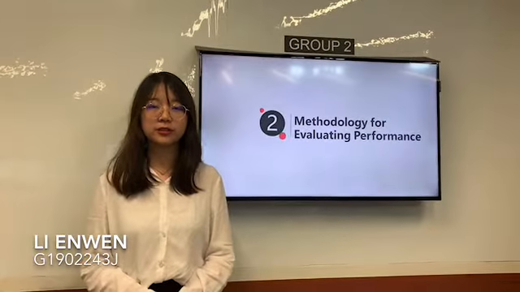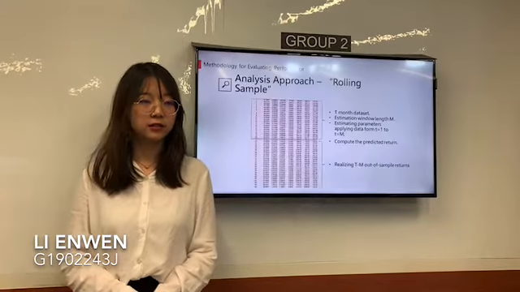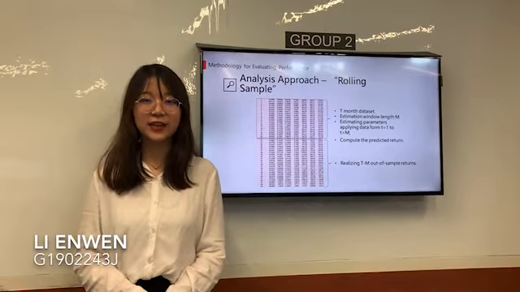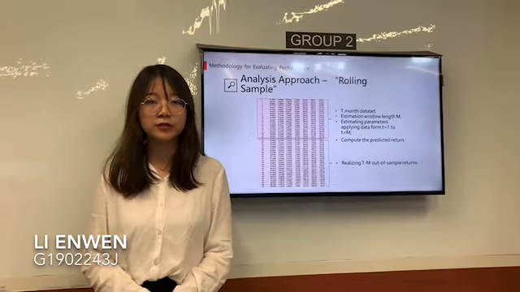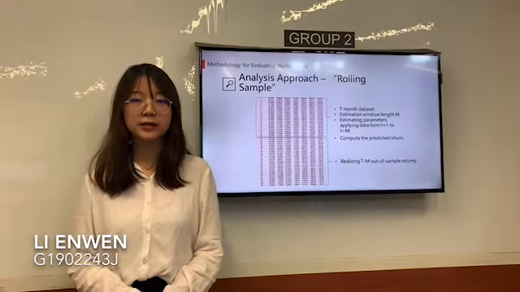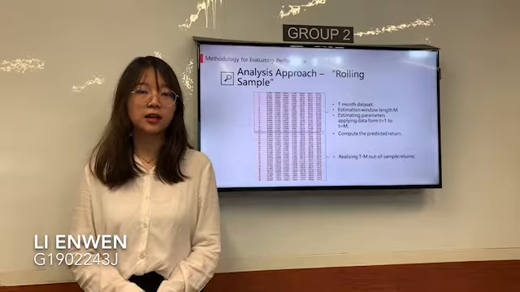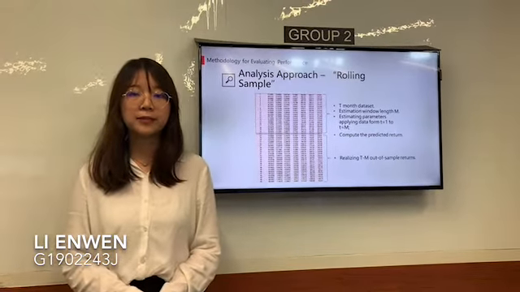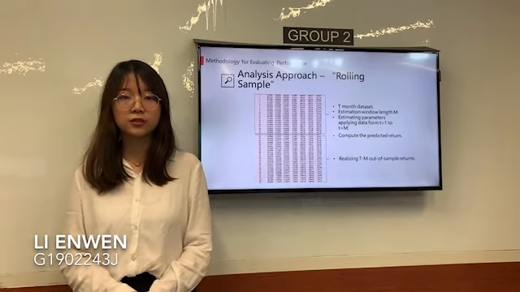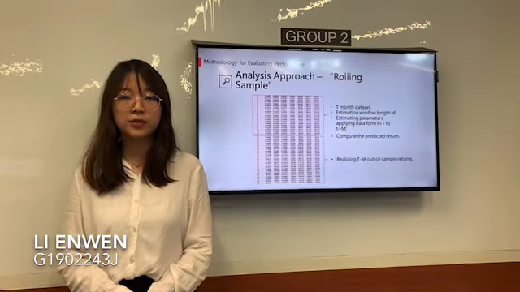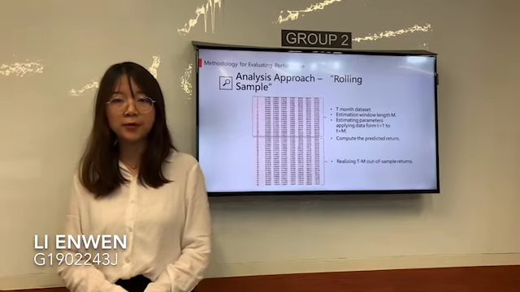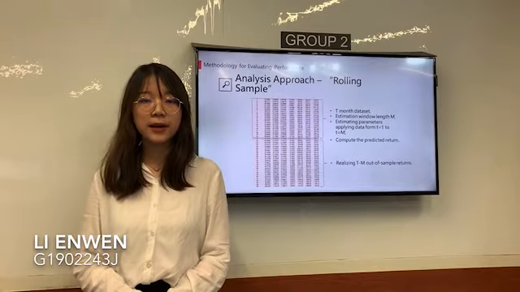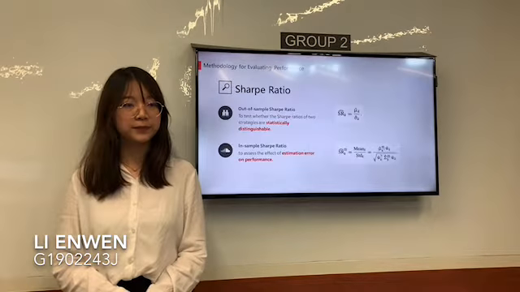My part is the methodology for evaluating performance. I'd like to discuss our analysis approach first. Our analysis relies on a rolling sample approach. First, we come up with the T-month data set, then choose the estimation window length m, and estimate the parameters by applying the data from t equals 1 to t equals m, and then compute the predicted return by applying the parameters. After all these steps, we could realize the t minus m out-of-sample returns.